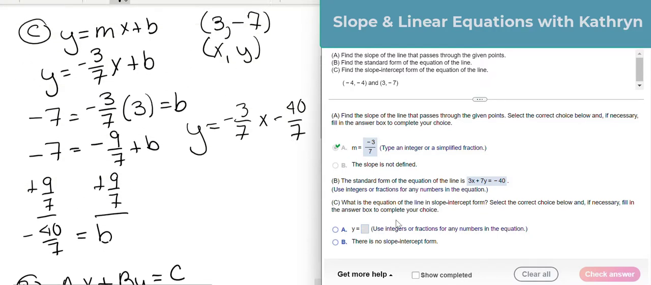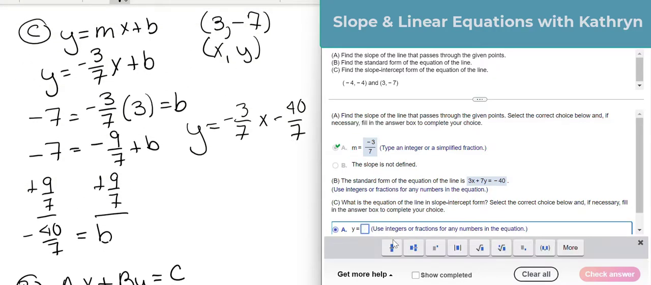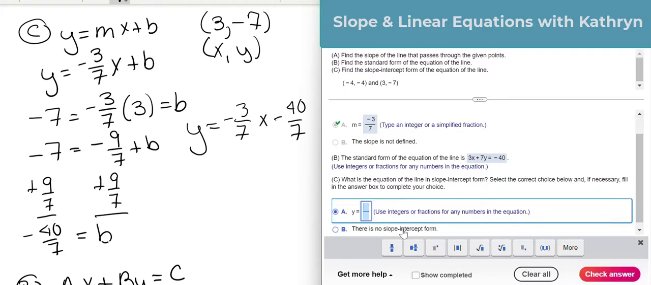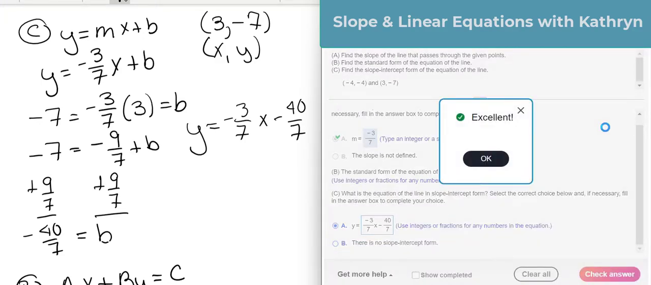Let's go up and put in our slope-intercept form. So I'm going to click in my box, and it is a fraction. So I'm going to do negative 3, down arrow 7, over arrow x, and then minus fraction 40, down arrow 7. Now I'm going to point out that they already have y equals here, so you're not going to type y equals into this box. If you type y equals into the box, even if you have this part right, it will be marked wrong. So make sure you pay attention to your answer. But let's check it. Yay, good job.